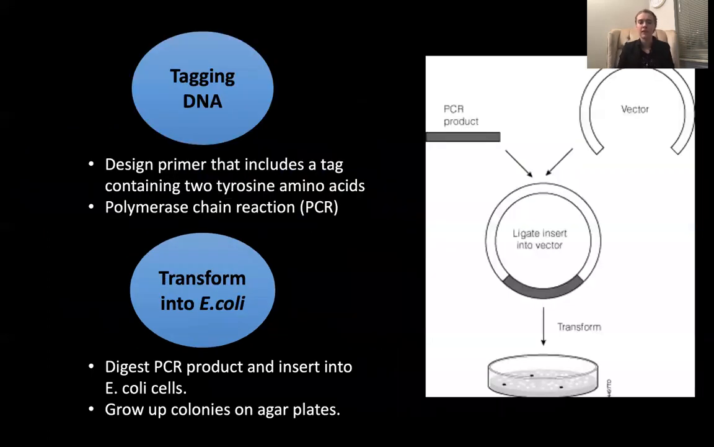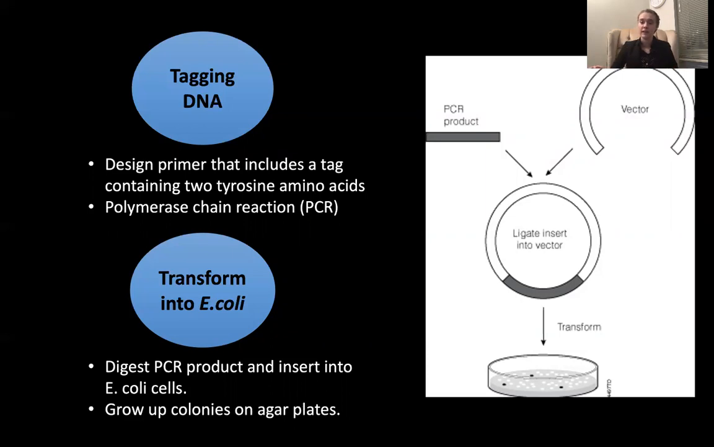So the first step is tagging the DNA. We designed a primer that includes this tag that we previously discussed, containing the two tyrosine amino acids that we're going to try to get to form dityrosine. Then we were able to use a polymerase chain reaction, which is taking a small amount of DNA and magnifying it by a huge amount. And so we took our tag DNA and used the PCR reaction to magnify it to a larger amount.